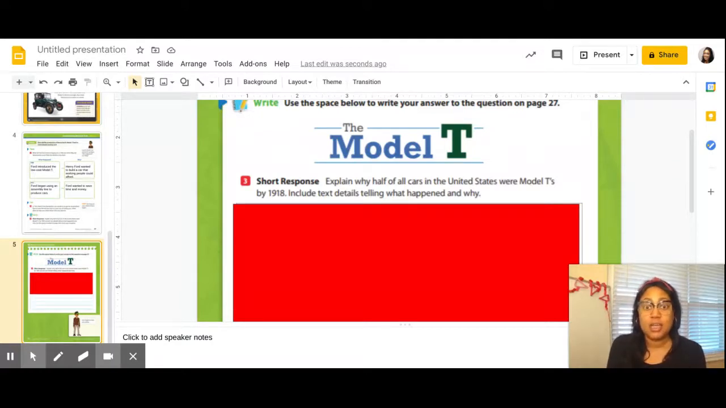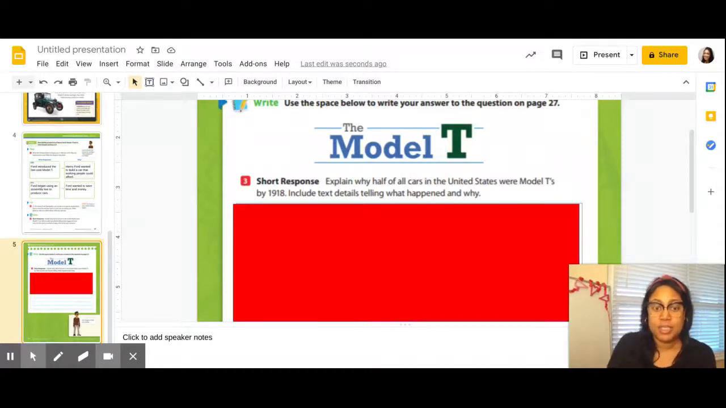Include details telling what happened and why. Okay, all of this is so that we can begin to really understand what's not only happening in history, but also what's happening in the world around us now. We need to be able to find cause and effect relationships.